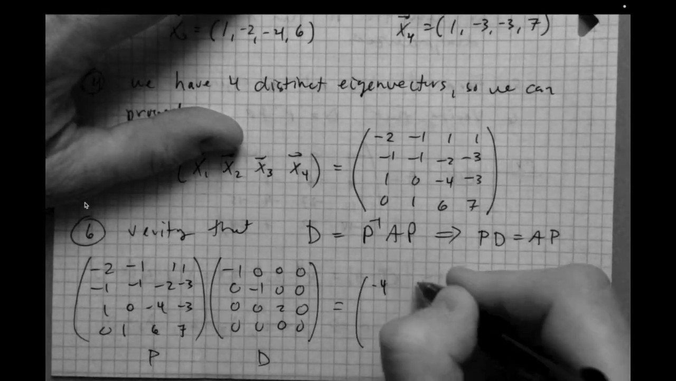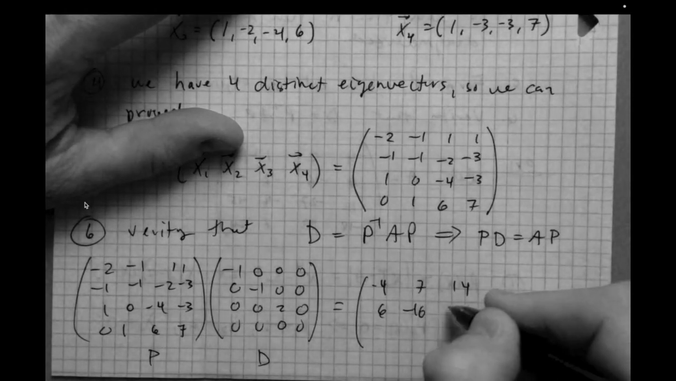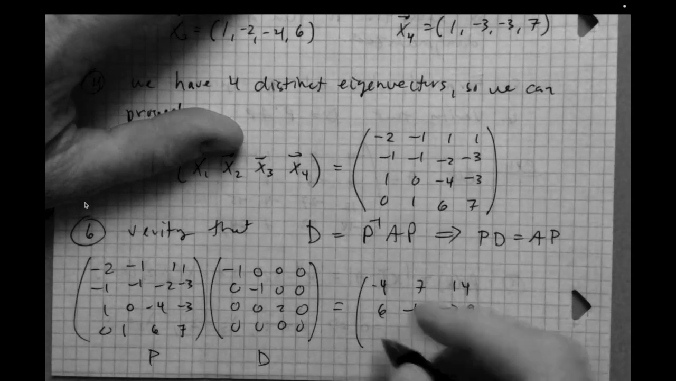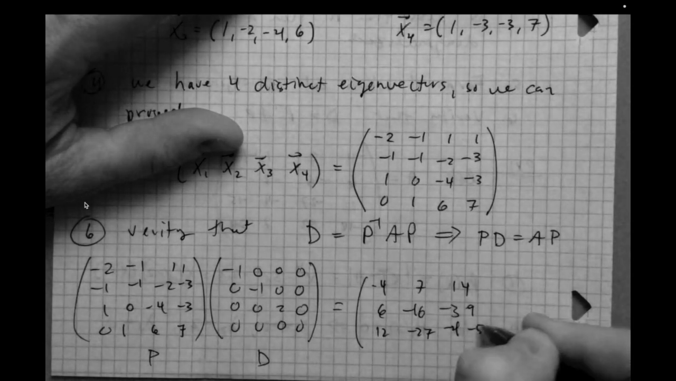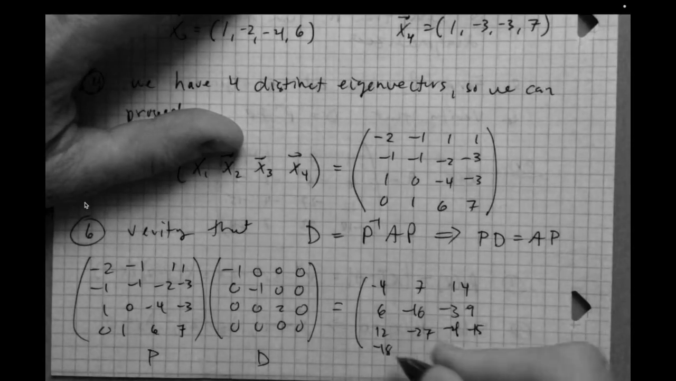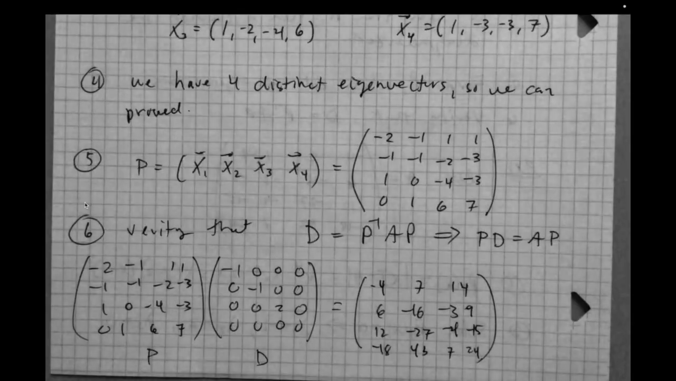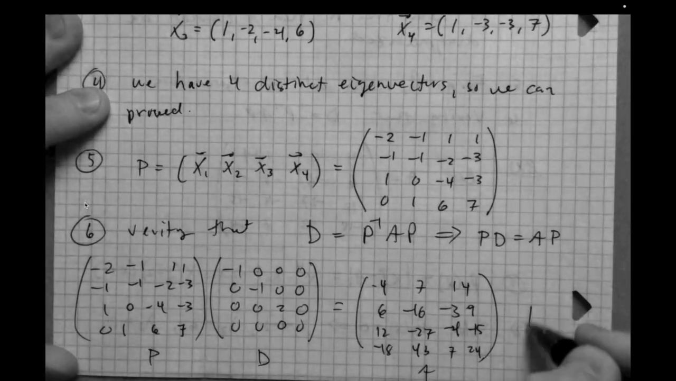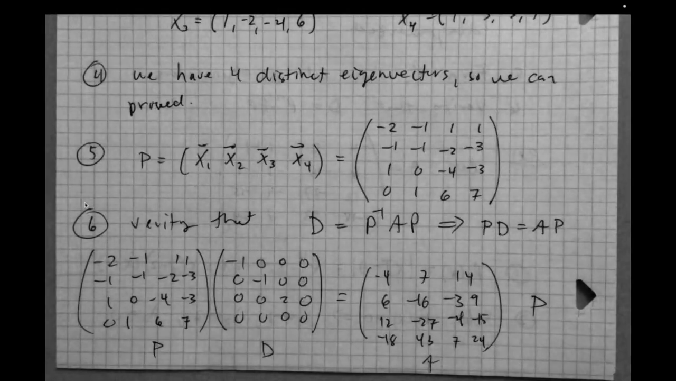So -4, 7, 1, 4, 6, -16, -3, 9, 12, -27, -4, -15, and -18, 43, 7, 24, right? And so that's your A. And then you could write P out again here. I'm out of space, and I think I'll go berserk if I have to write another matrix out.